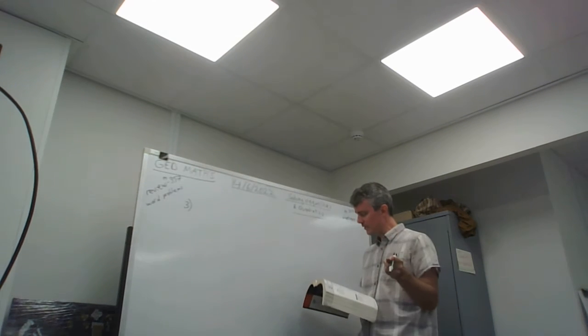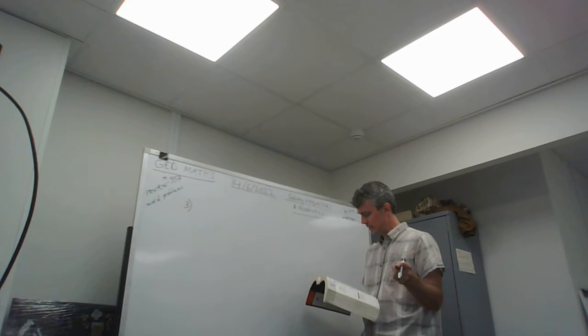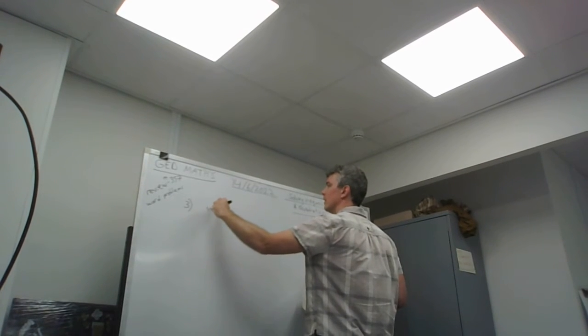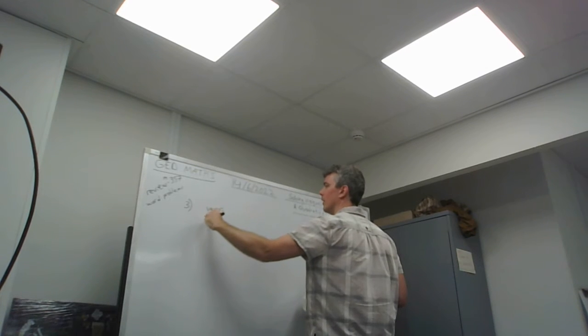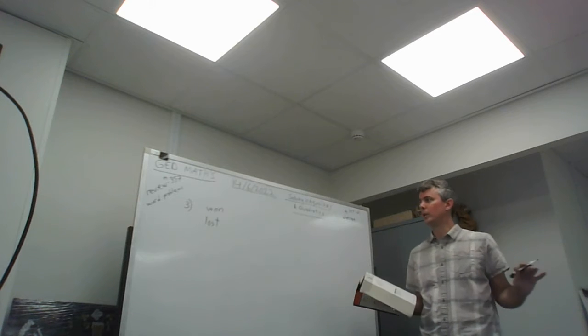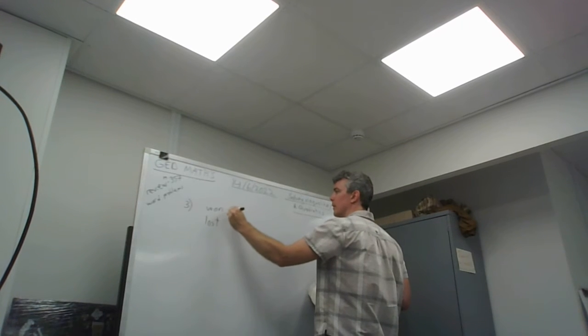So they won twice as many games as they lost. If they played a total of 36 games, how many did they win? So that means we have won and lost. These are our two things that we have, right? So we need to decide which one is going to be our variable.